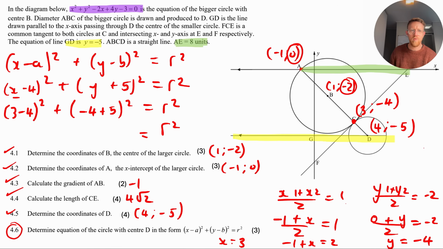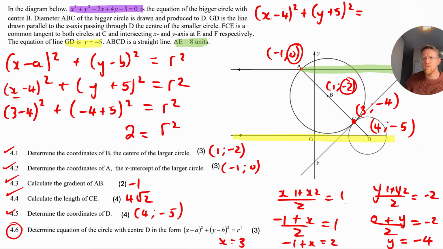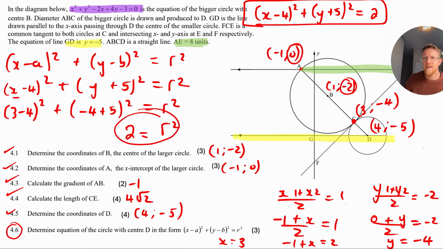So you're going to end up with R squared is equal to, that's going to be 1 plus 1, so that's going to be 2. Well, there we have R squared is equal to 2. And so then we can just fill in the final equation of that circle as x take away 4 squared, y add 5 squared, and then we have to make that equal to R squared, which we already have as 2. And that is the final answer.